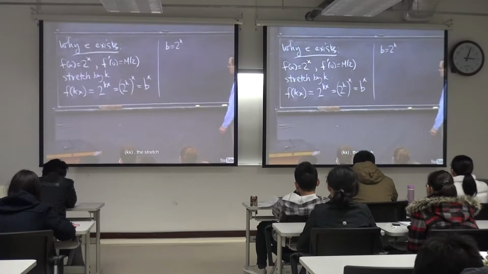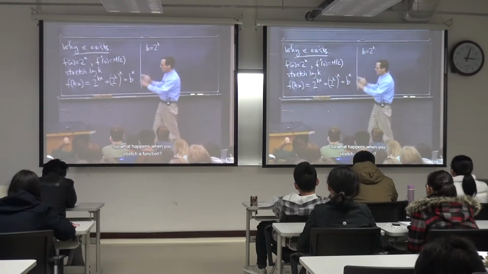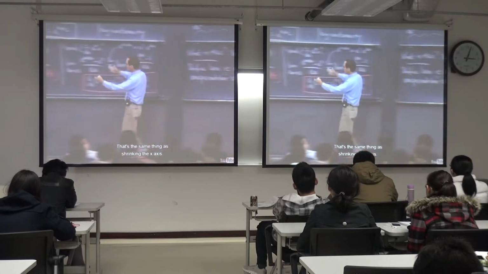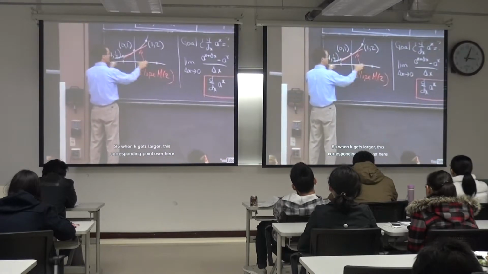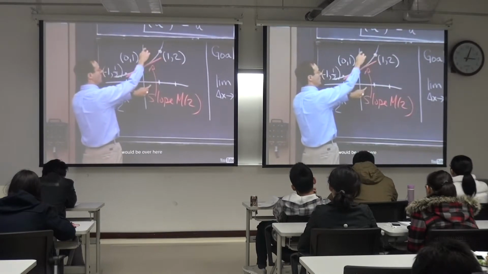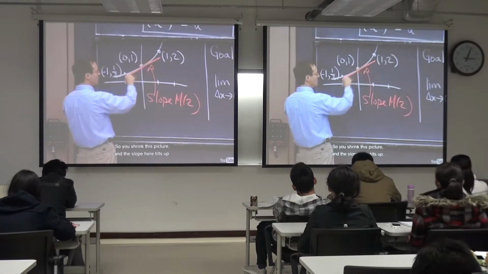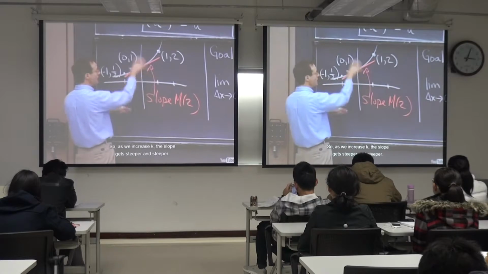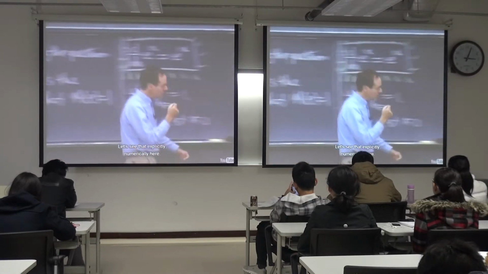of kx, the stretch. Now, so what happens when you stretch a function? That's the same thing as shrinking the x-axis. So when k gets larger, this corresponding point over here would be over here, and so this corresponding point would be over here. So you shrink this picture, and the slope here tilts up. So as we increase k, the slope gets steeper and steeper. Let's see that explicitly numerically.